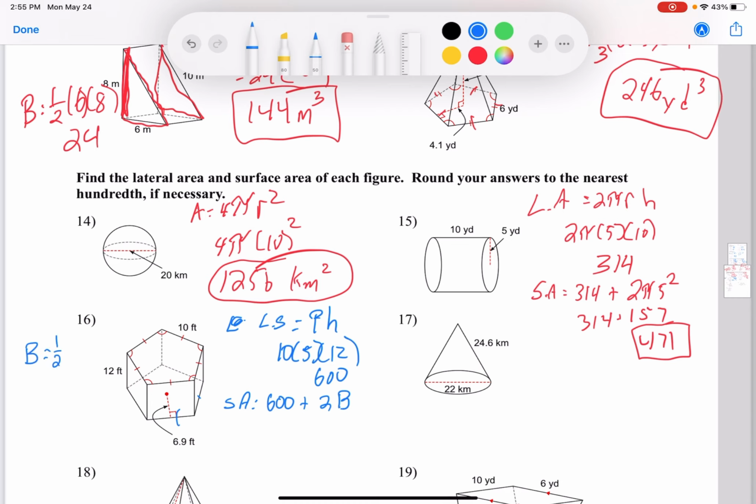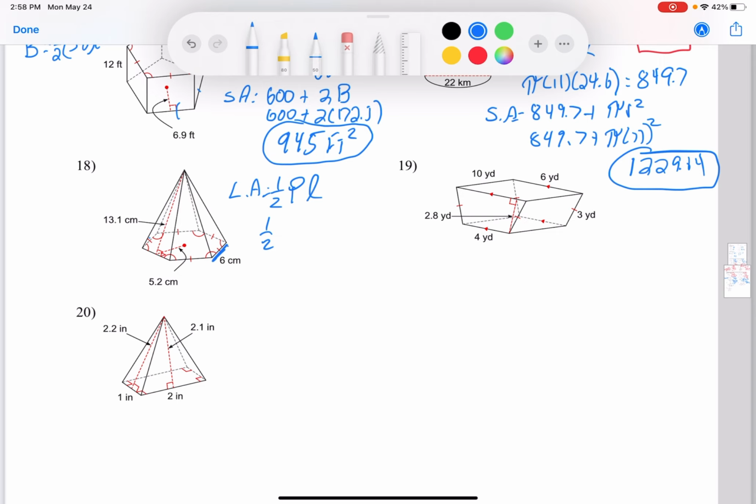Number 18. We've got a pyramid. So the lateral area for a pyramid is 1/2 P, the perimeter of our base, times the slant height. So the perimeter of our base, each side is 6. It's 5 sides, so 6 times 5 is 30. The slant height is the height along the side, and that's 13.1. So you get 196.5.